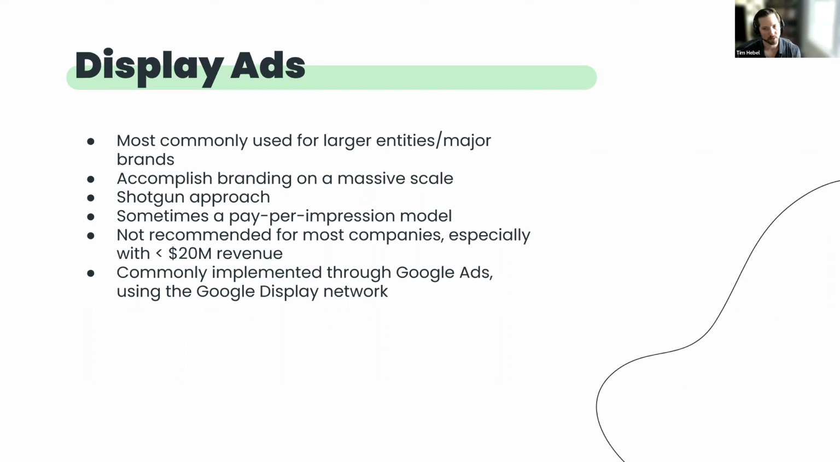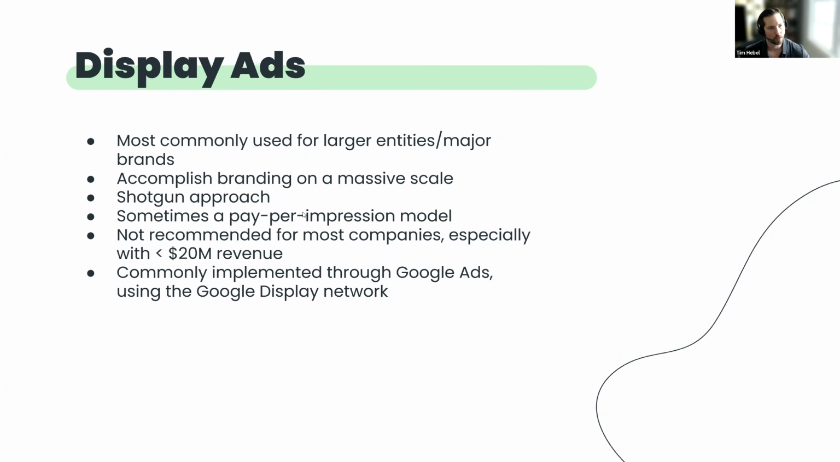What they do accomplish, though, is you see them. So even if you don't click on them, you see them. So if you keep seeing Coca-Cola's symbol all over these display ads, your brain is still processing that. So it's great for massive scale branding. They're often a pay per impression model.